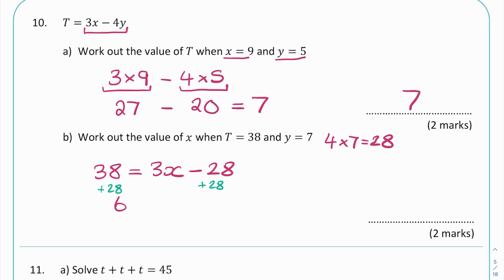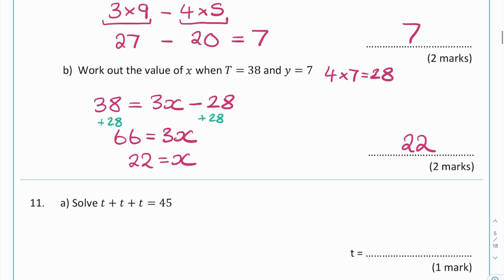So 66 is equal to 3x. To find the value of 1x we would want to divide by 3, and 66 divided by 3 is 22. So 22 is equal to x, and we could say that the value of x therefore is 22. And there we go, there's our substitution.